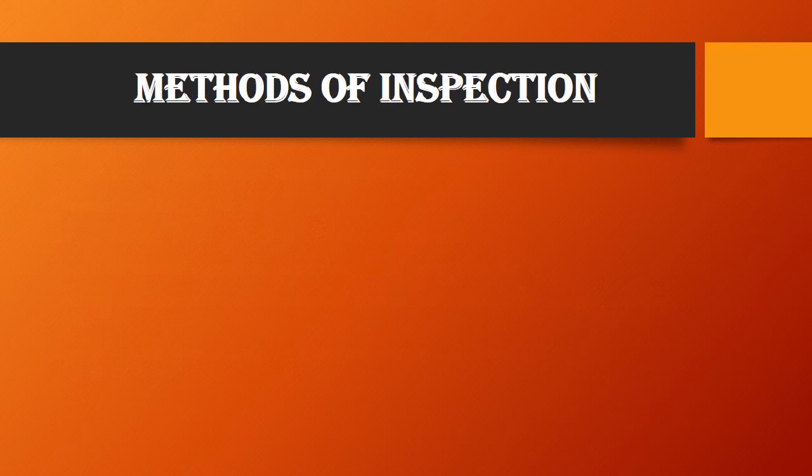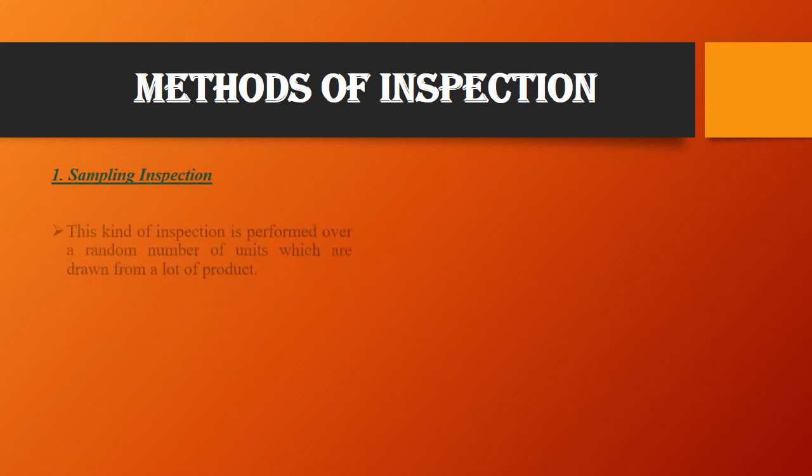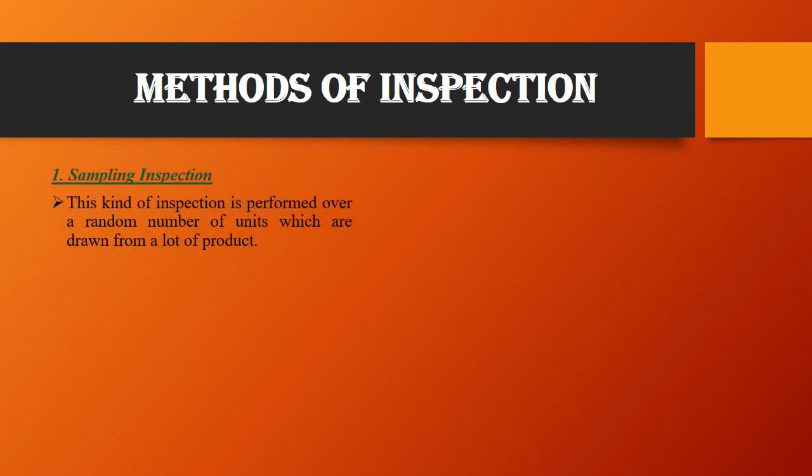Now, methods of inspection. There are mainly 8 different methods for inspection in construction site. The first one is sampling inspection. This kind of inspection is performed over a random number of units which are drawn from a lot of product. This random number is considered as representative of the entire lot.